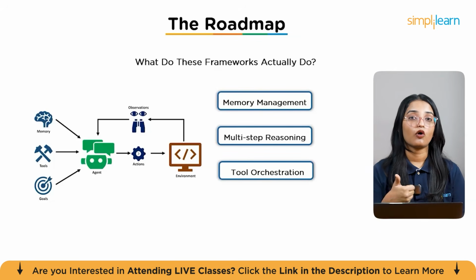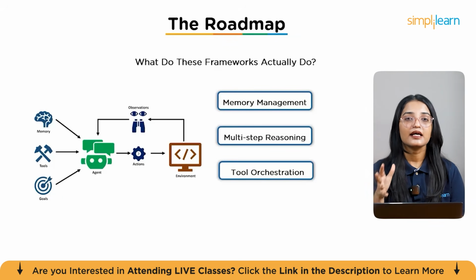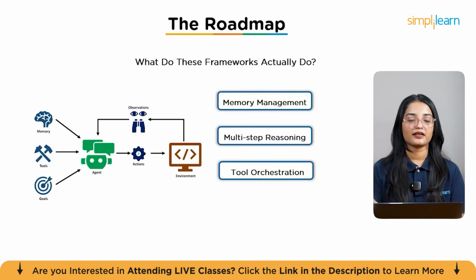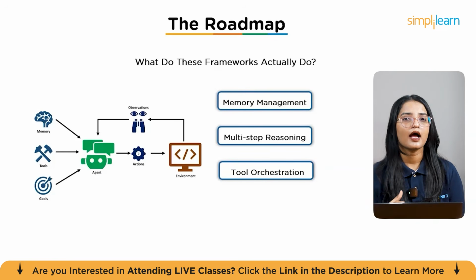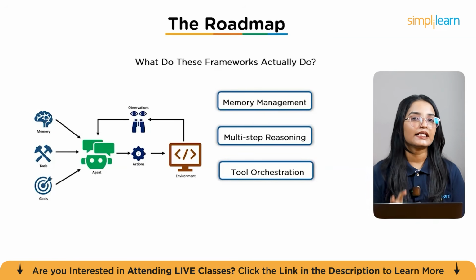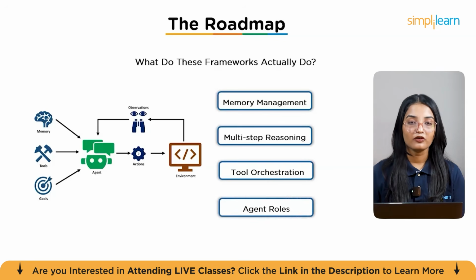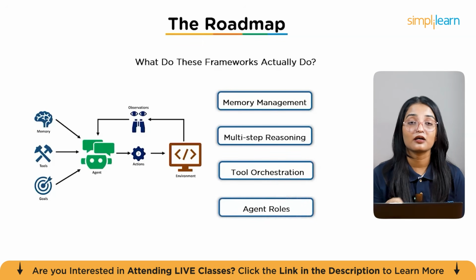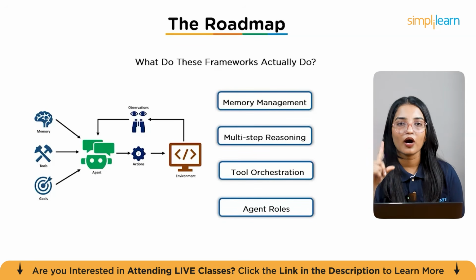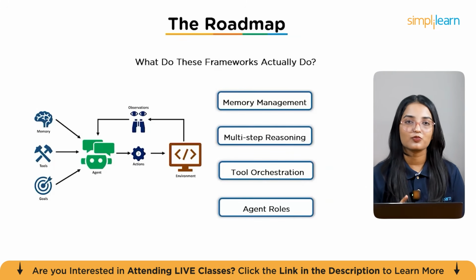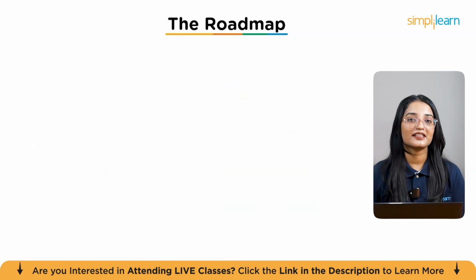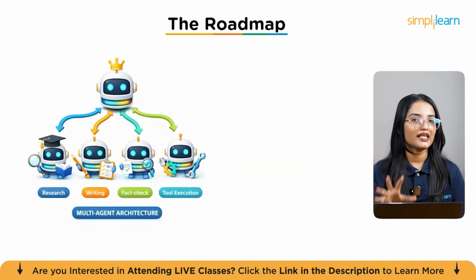Talking about tool orchestration. Earlier we discussed tool calling, but real-world agents often need multiple tools such as web search, database queries, a calculator, email senders, or CRM access. Frameworks help manage these tools in an organized way. They guide the agent in deciding which tool to use, when to use it, and in what order, keeping the workflow clean and efficient. Finally, let's talk about agent roles. This is where things become truly powerful. Instead of having one agent trying to do everything, you can design multiple agents with specific roles and responsibilities. And that naturally leads us to the next important concept, which is multi-agent systems.